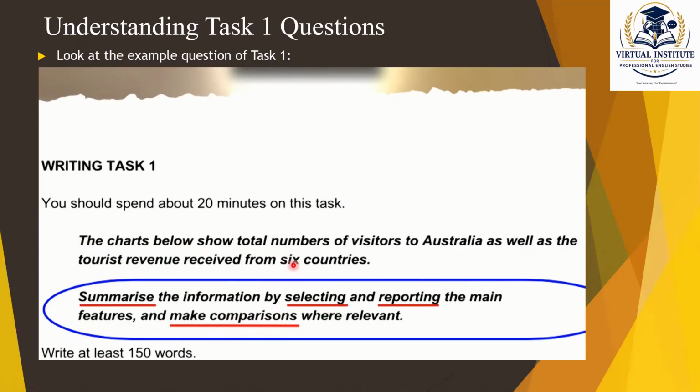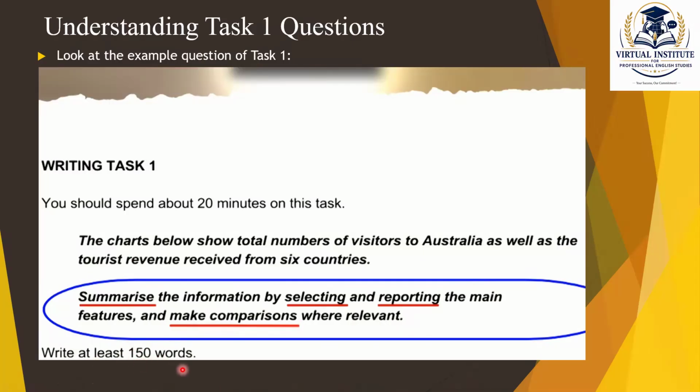This is the statement about the visual. Then these are your instructions. It tells you what you need to do, right? Then it further tells you write at least how many words? How many words? 150. That's the minimum. 150. Yes, you can write more, but 150 is minimum.